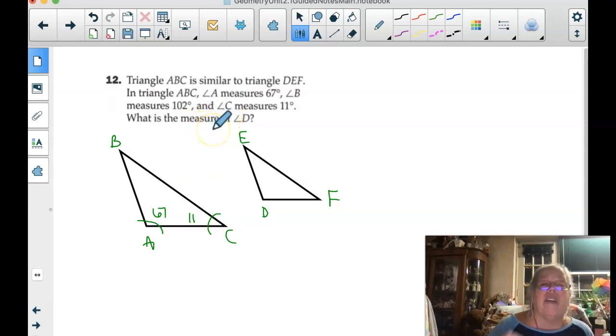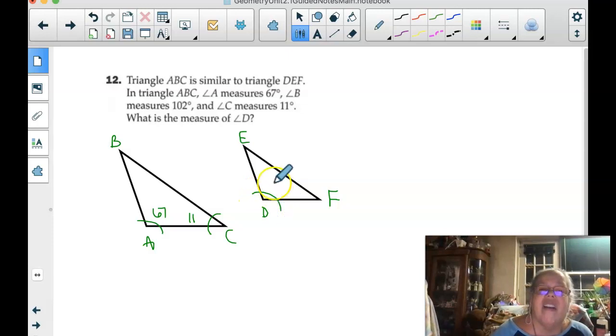What's the measure of angle D? What does angle D match? It matches angle A. They're congruent. It's 67 degrees. Okay, they match. If I wanted angle F, it would be 11. If I wanted B and E, I would have to just subtract from 180. All right, what do you think?